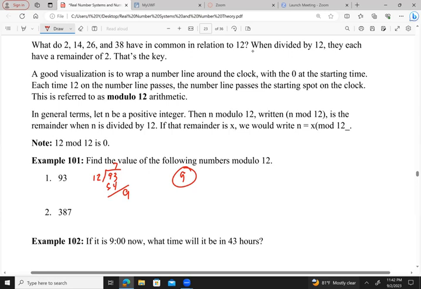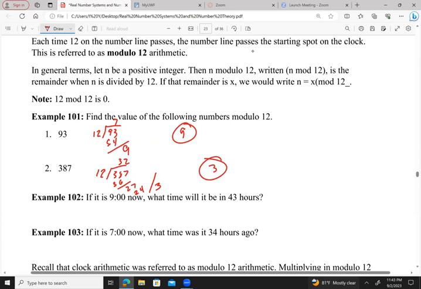Okay, what about 387? Again, 387. Well, that's 3, 27, that's 2, and 3. So this would have a remainder of 3. That's what's unusual about this. The number we're looking for is the actual remainder.